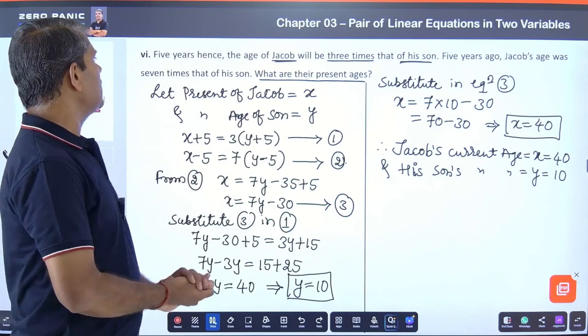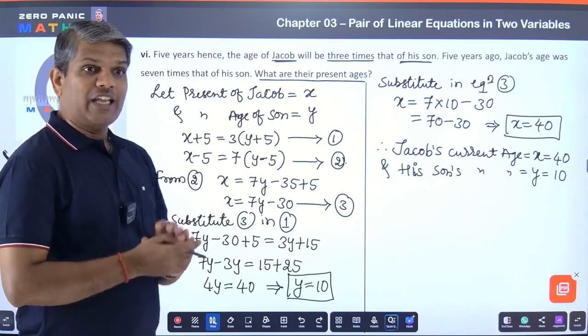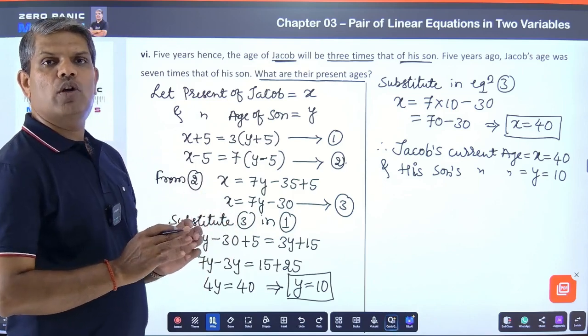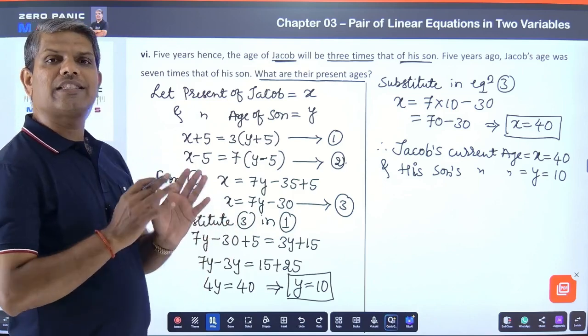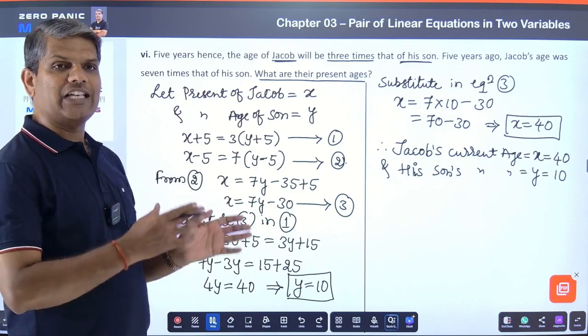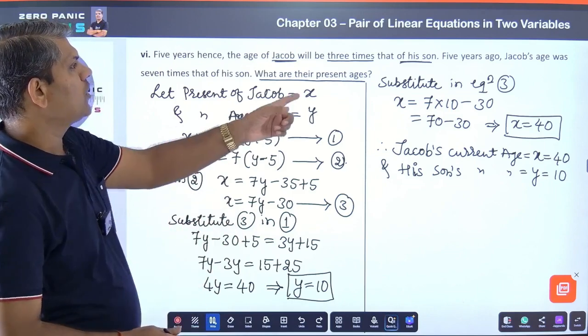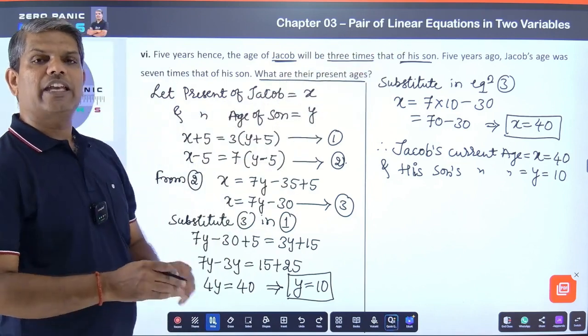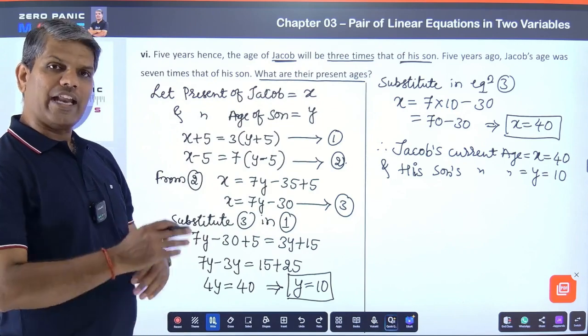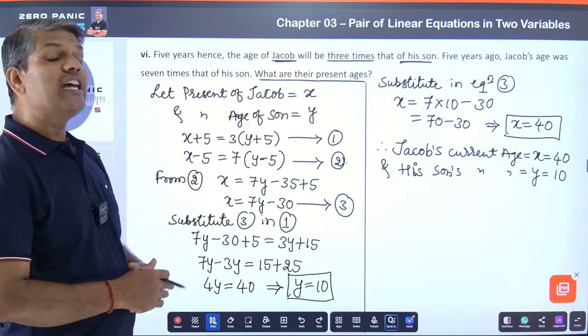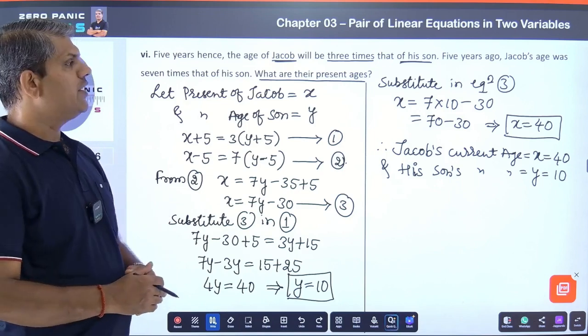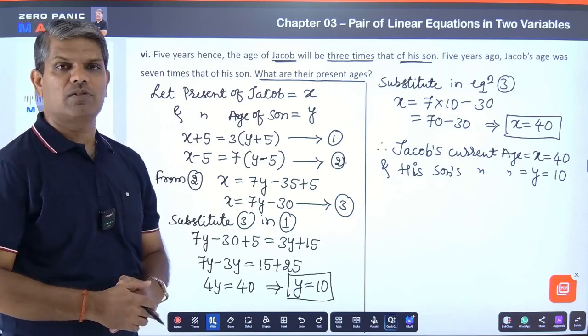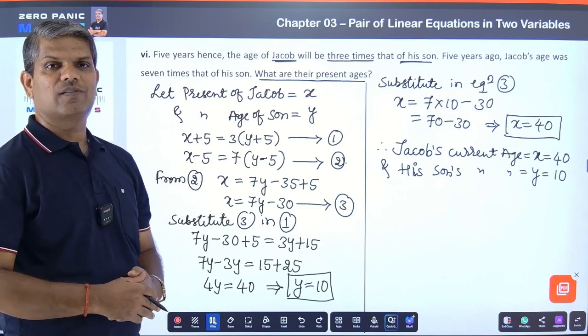So this is all about exercise problems 3.2, which are based on the substitution method, one of the algebraic methods of finding the solution for a pair of linear equations in two variables. In the next class we will discuss another algebraic method, that is the elimination method. So we will see the problems based on the elimination method in the next session.